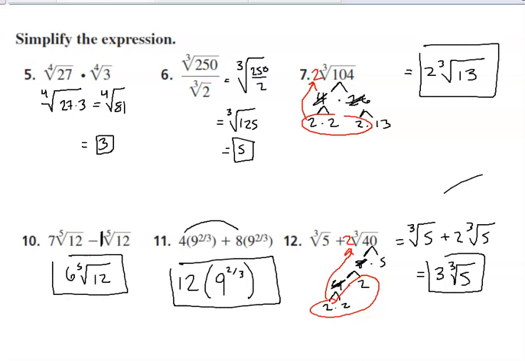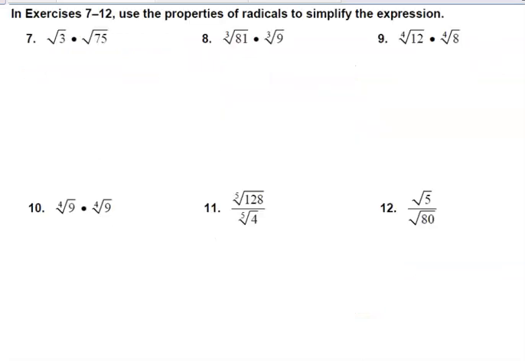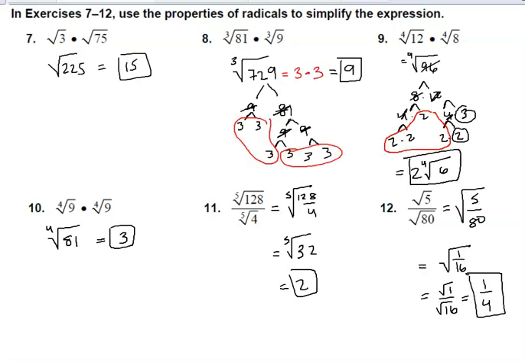And one more slide. Go ahead and again, take a moment, pause the video, and try these 6 on your own. All right, you can take a moment to check your answers. Remember again, pause the video if you need to go back and correct any mistakes that you may have made.